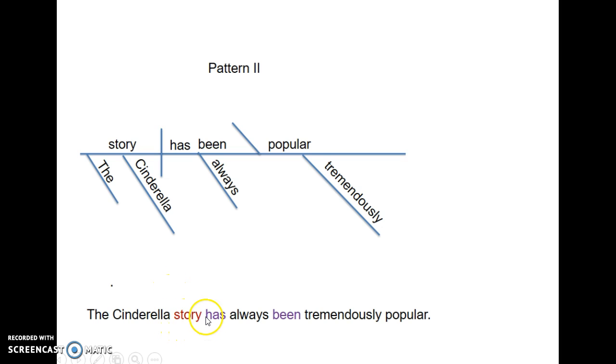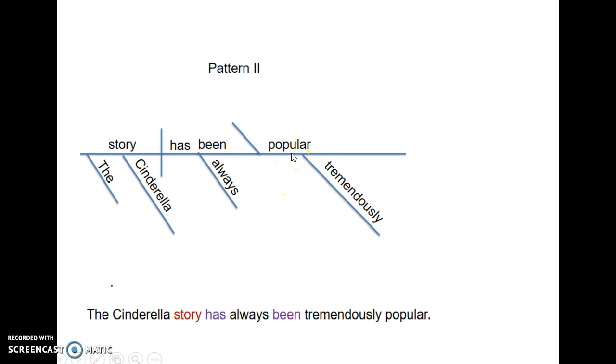So this first one, the first noun is story, so that's going to be our subject, goes on the first part of that main line. We have the long vertical line dividing the subject from the verb. The verb is has been. It's split up by the adverb, but those are the two verbs. And then we end with popular, which is an adjective.